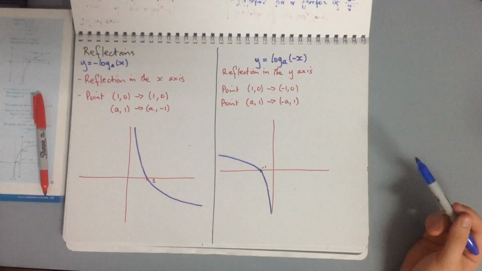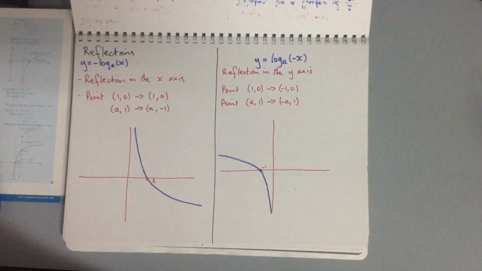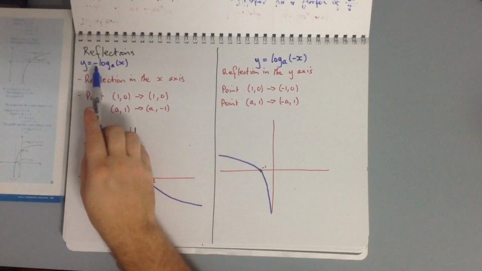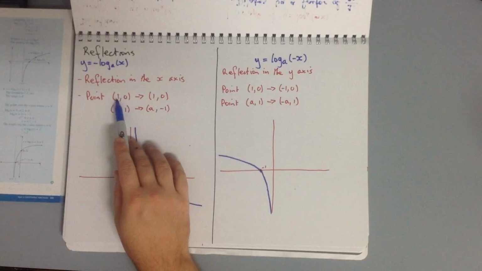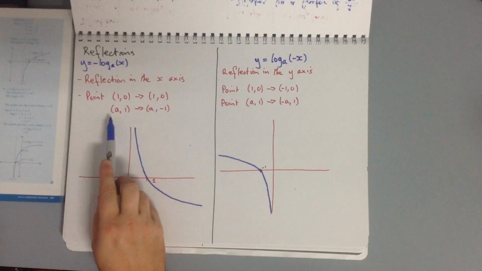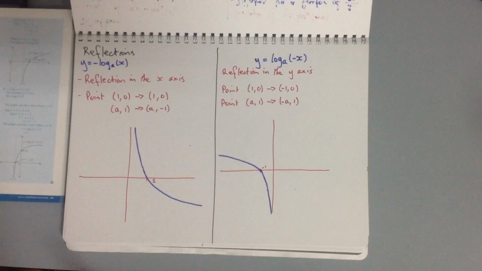Our reflections. Just like our other types of functions, if our negative is outside our brackets, or away from our x, that's our reflection in the x-axis. Because we've got y equals negative log to the base a of x, that's our reflection in the x-axis. So our point (1, 0), our x-intercept, doesn't change, and our point (a, 1) becomes (a, -1). It would look something like that.